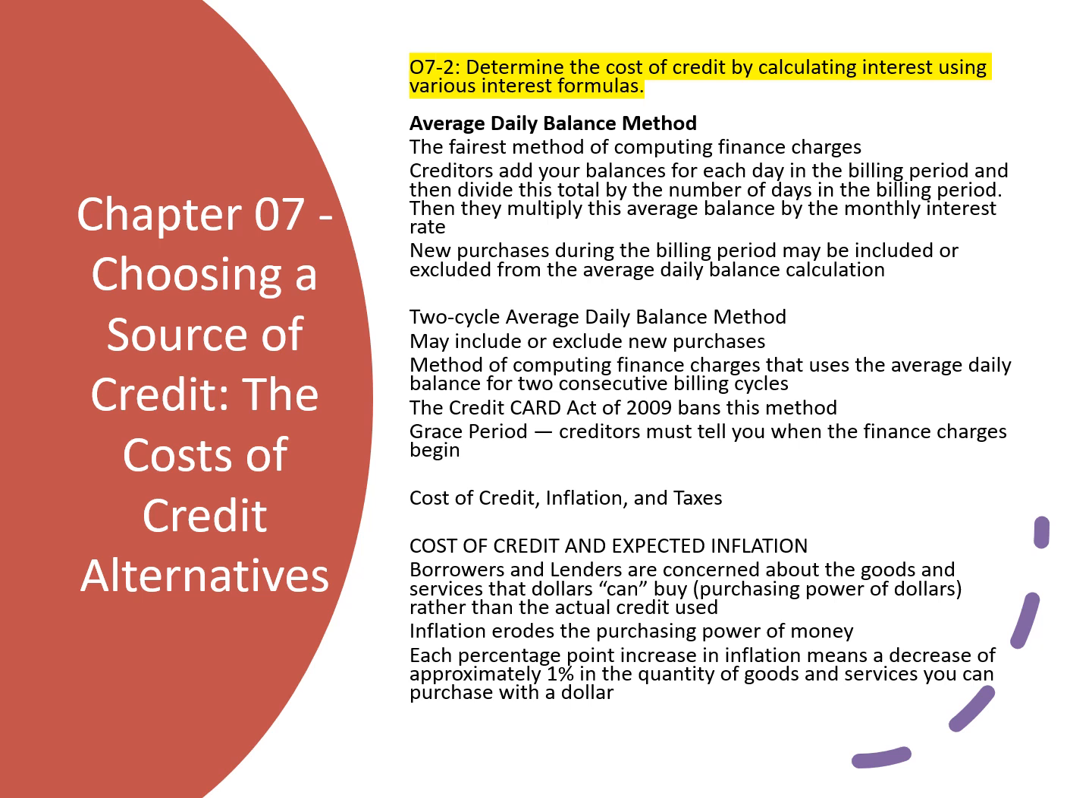Again, new purchases during the billing period may be included or excluded from the average daily balance calculation, depending upon the grace period that's involved. So beyond that would be the 2-cycle average daily balance method, which may include or exclude new purchases. This method of computing finance charges uses the average daily balance for 2 consecutive billing periods. This has been banned by the Credit Card Act of 2009.